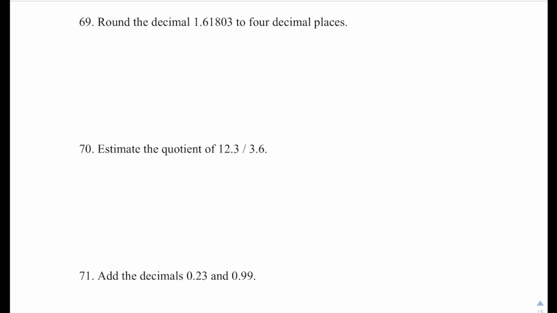69. Round the decimal 1.61803 to 4 decimal places. So this would be 1, 2, 3, 4. So this is the decimal place we want to go to. We look at the one after it, and it is a 3. That's less than 5, so we round down. So the answer will be 1.6180.